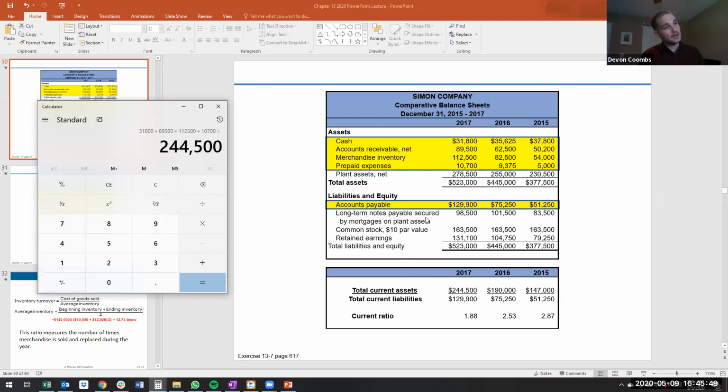And then we'll divide it by our current liabilities. What are our current liabilities here? Just the accounts payable. And that gets us our 1.88. All of these other ones are long-term, so they have to deal with solvency, not liquidity.